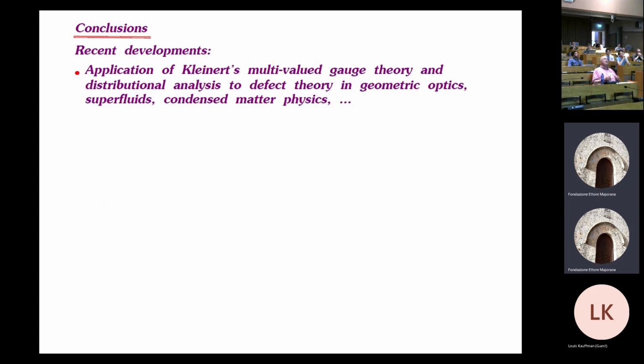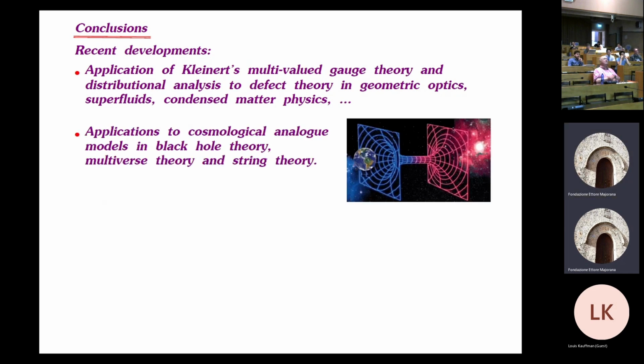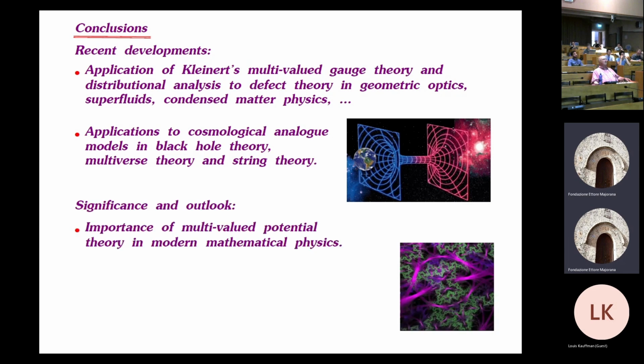Recent developments: application of Kleinert's multivalued gauge theory and distributional analysis to defect theory in geometric optics, superfluids, condensed matter physics, etc. That was actually condensed matter physics, the original motivation in Kleinert's book, and then he went on in other fields. Then we have the recent works that involve analog models in black hole theory. And this is, again, something that becomes simple if you followed more or less the hints I gave you. Well, you deal with bosons, photons, and these photons are localized. And now we have proof that black holes are rotational objects. So there is actually a vorticity that has been observed by indirect measurements. And so there is an approach to black hole theory using Bose-Einstein condensation. And of course, the impact on multiverse theory and string theory we'll hear about.